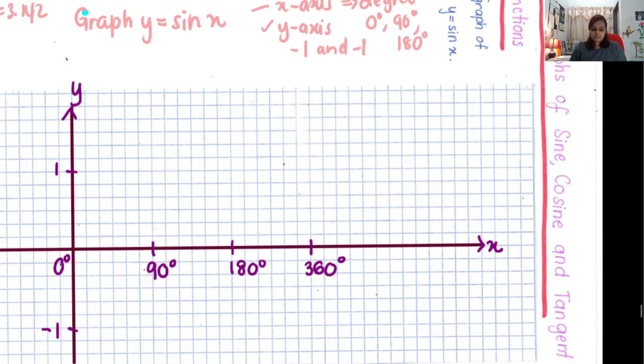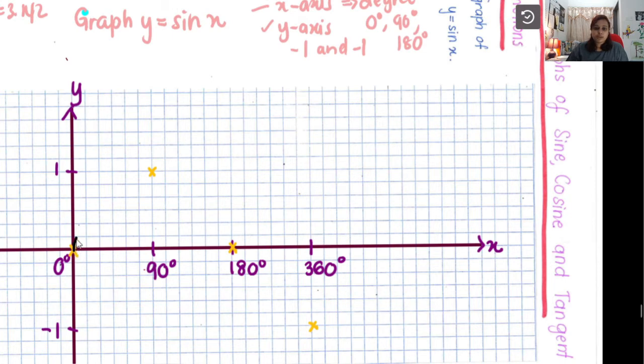So you all got the answer already. Straight away, just put a mark. Okay, so I'm just going to put a mark here. It's 0. Sine 90 is 1, so it's up here. Sine 180, 0. Sine 360 is -1. Okay, now you can draw your graph.